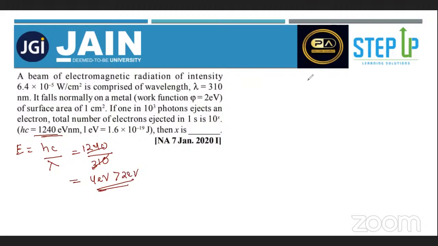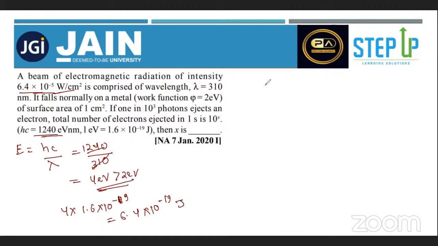Okay, check. Now we'll convert this into joules. To convert 4 electron volt into joules, I'll multiply it by 10 raised to minus 19, because this is given in terms of watts per centimeter square, and you know that watt is an intensity unit. So 4 into 10 raised to minus 19 is in terms of joule. This will basically be 6.4 into 10 raised to minus 19 joules.